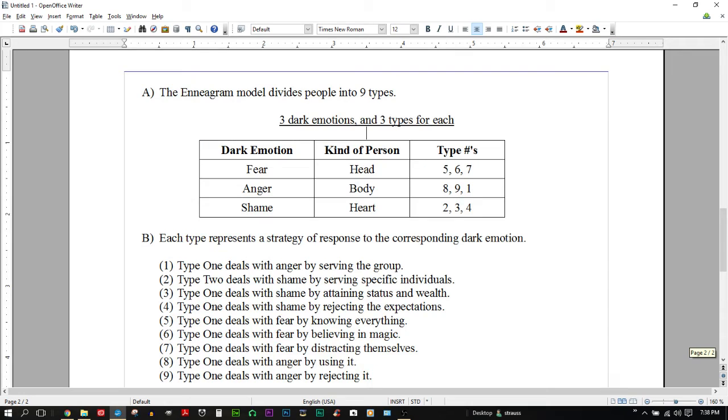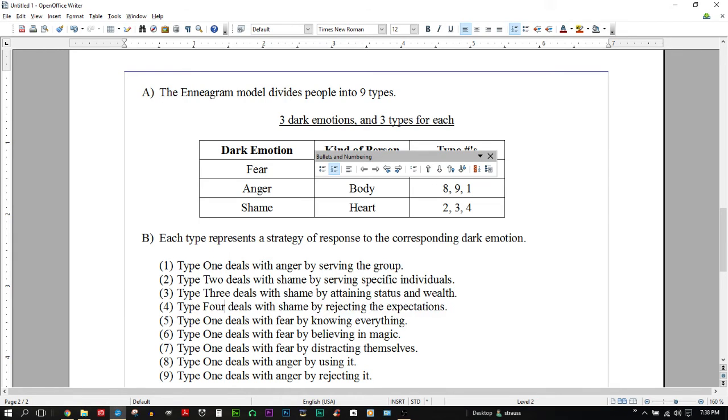So, type 1 deals with anger by serving the group. Type 2 deals with shame by serving specific individuals. Type 3 deals with shame by attaining status and wealth. Type 4 deals with shame by rejecting social expectations. Type 5 deals with fear by knowing everything.